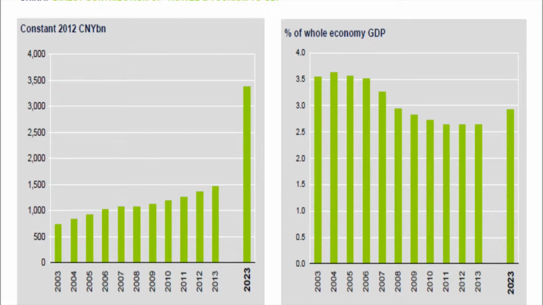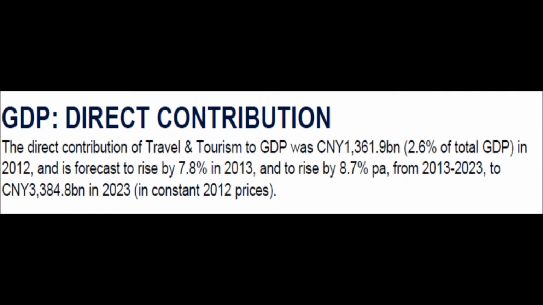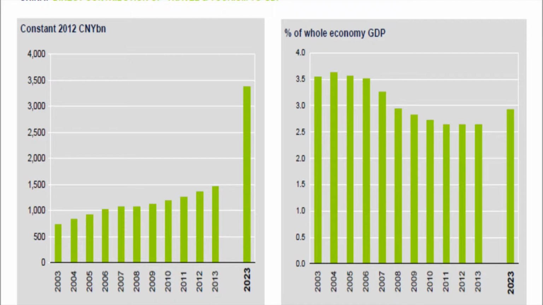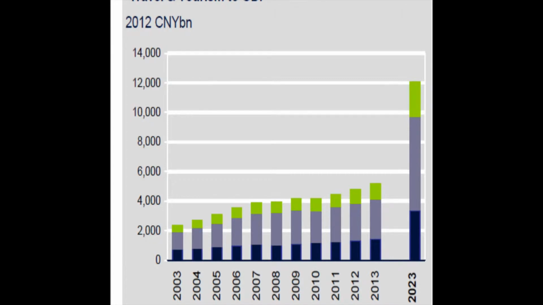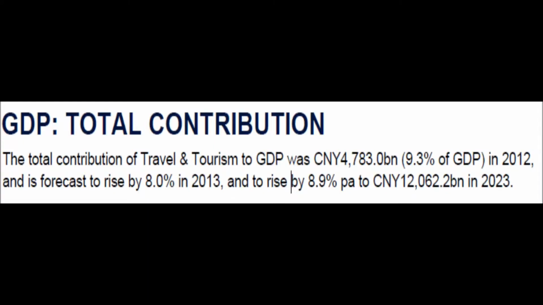Contribution of travel and tourism to GDP was China yuan 1,361.9 billion. It's 2.6% of total GDP in 2012, and it's forecasted to rise by 7.8% in 2013. The total contribution of travel and tourism to GDP was China yuan 4,787 billion. It's 9.3% of GDP in 2012, and it's forecasted to rise by 8% in 2030.